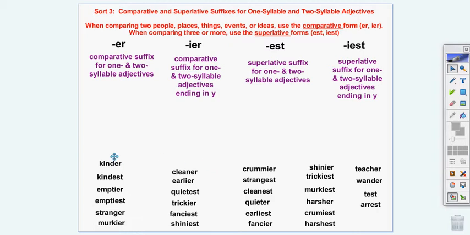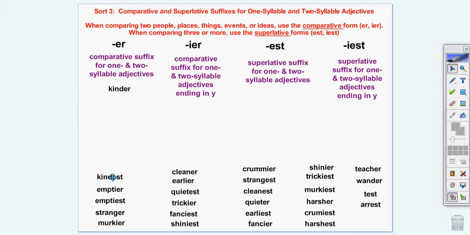The word kinder has the er suffix. That tells us that we're comparing two of something, like you could say that Joe is kinder than Bob. It compares two people or two things. It could even be saying that Joe is kinder today than he was yesterday.